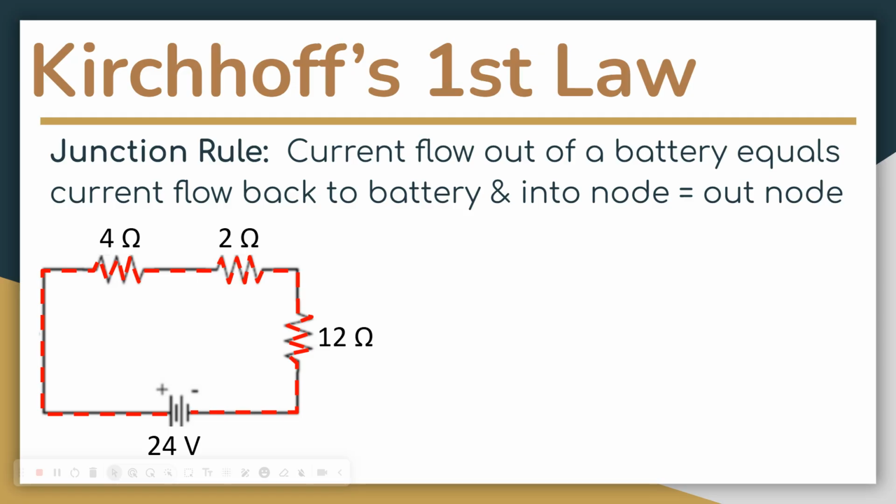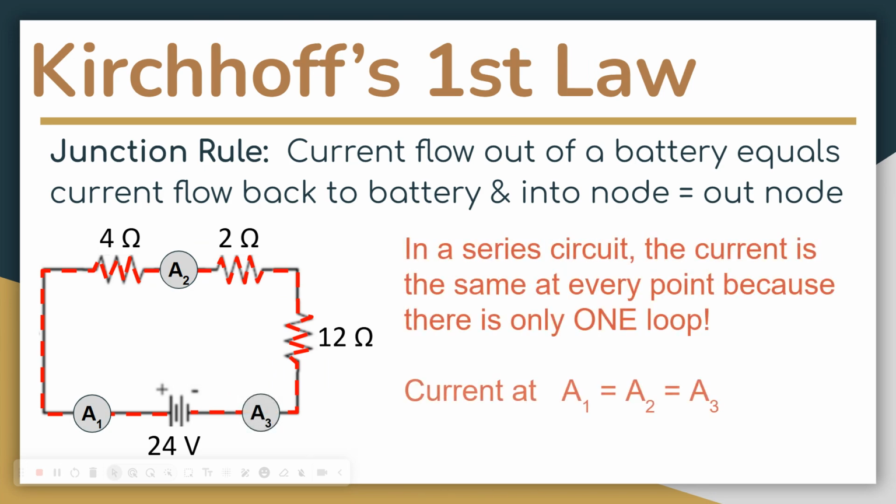Okay, and so it has to be the same everywhere because everything's on the same loop. So if you measured your current at these 3 different places with ammeters A1, A2, and A3, it would be the same. Your current is equal everywhere in a series circuit because there's only one loop. That is the application of the first law to series circuits.